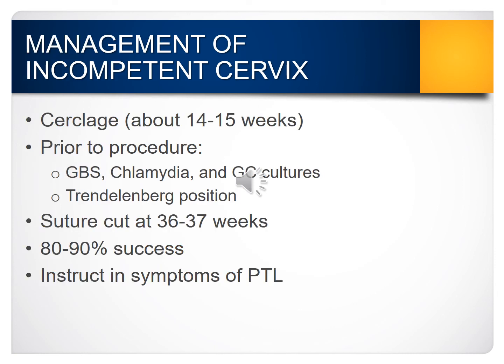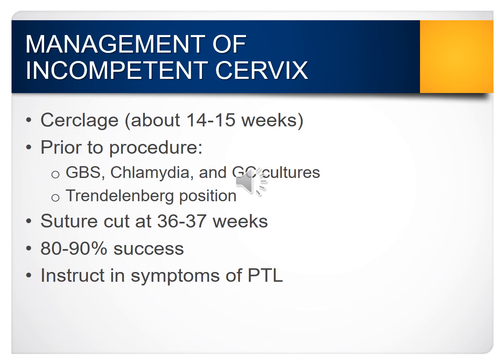So in an effort to try to support this incompetent cervix, a provider could place what we call a cerclage, which is basically a stitch on the cervix, trying to keep the cervix closed. Cerclages are usually placed at about 14 to 15 weeks. Again, after doing an assessment, a woman may say she had a history of preterm delivery, or that she's been told that she has an incompetent cervix, and a cerclage may be offered.